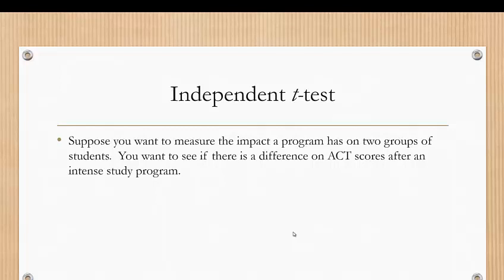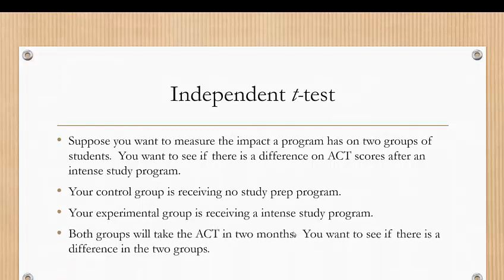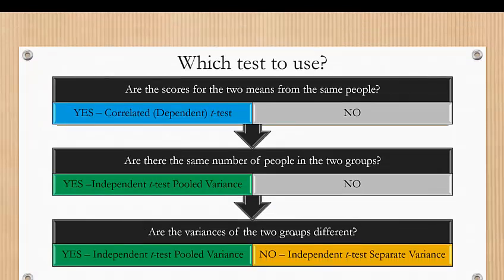So let's suppose you want to measure the impact a program has on two groups of students. You want to see if there's a difference on ACT scores after an intense study program. So you have a control group who receives no study prep program. And of course you have an experimental group who receives an intense study program. So we have two separate groups. Unlike before where we had just the teachers taking two assessments, now we have two separate groups. Okay? Both groups will take the ACT in 2 months, and you want to see if there's a difference in the ACT scores of the two groups.